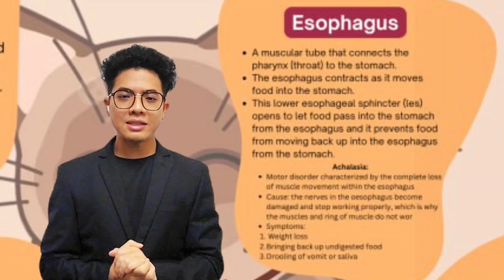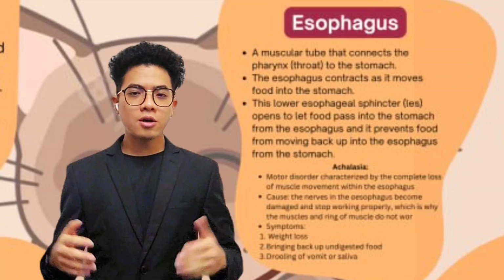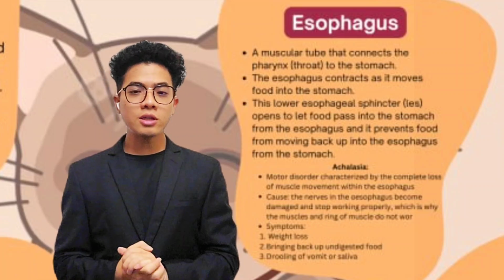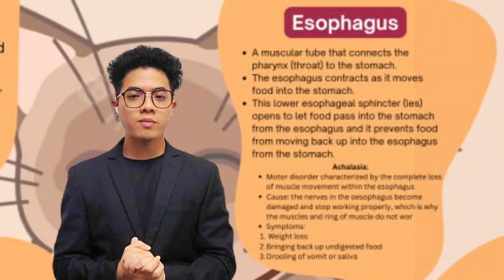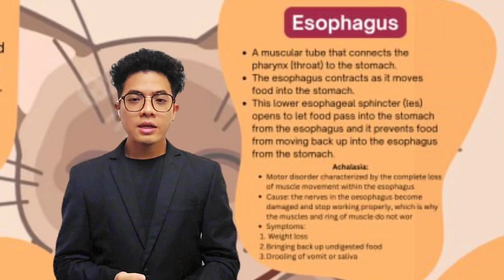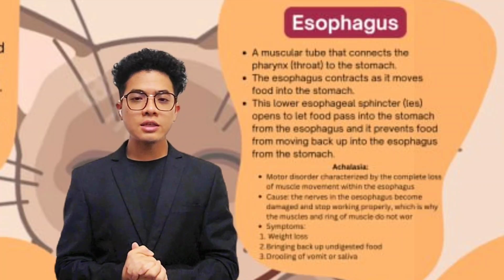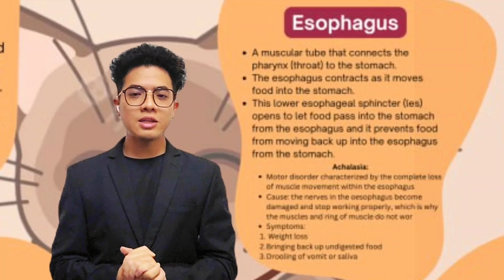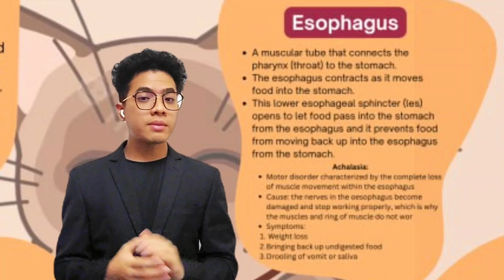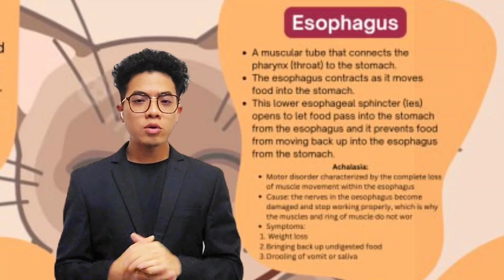The most common disease involving the esophagus is called achalasia. Achalasia is a motor disorder characterized by the complete loss of muscle movement within the esophagus. The cause of achalasia is that the nerves in the esophagus become damaged and stop working properly, which is why the muscle and the ring of muscle do not work.